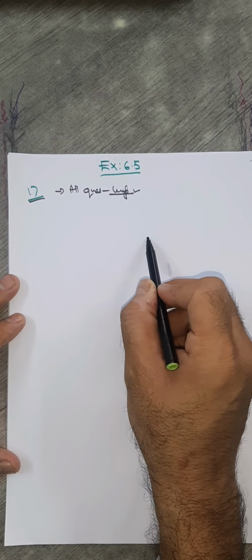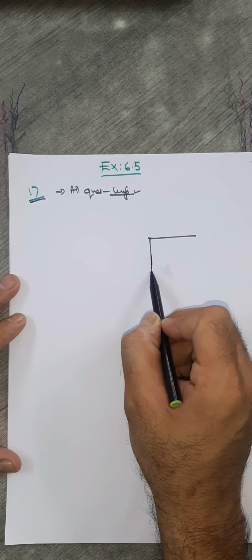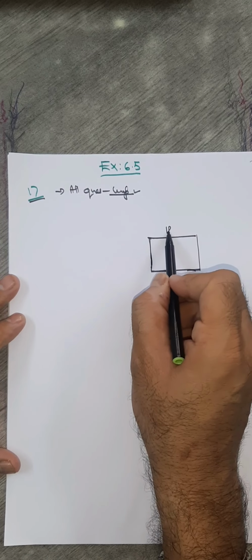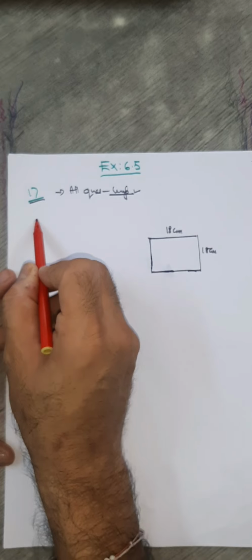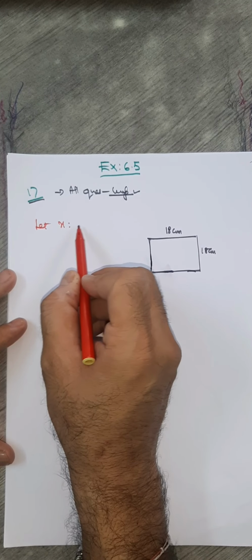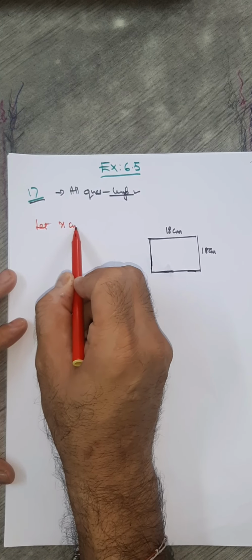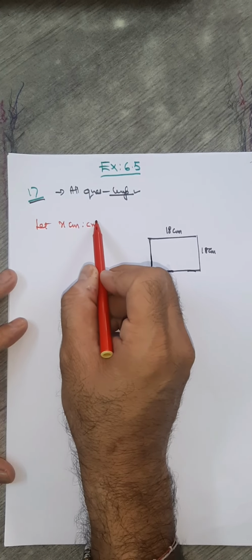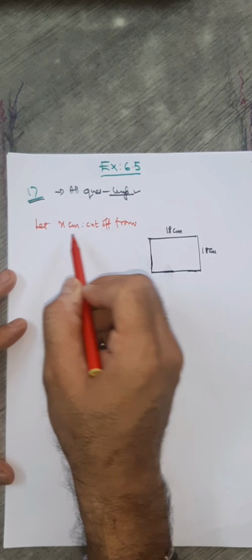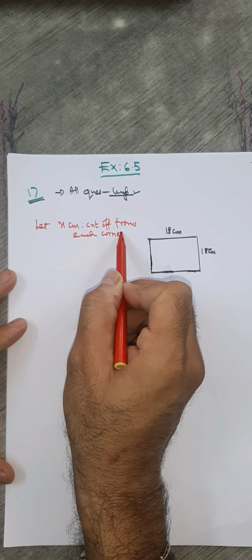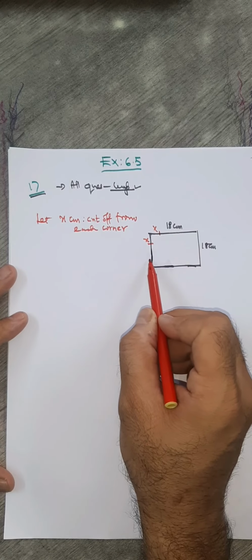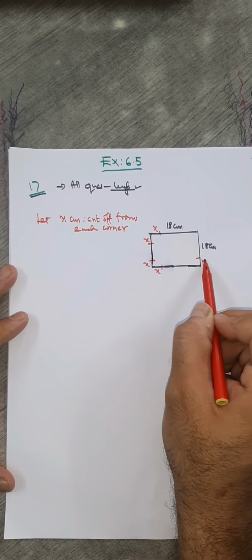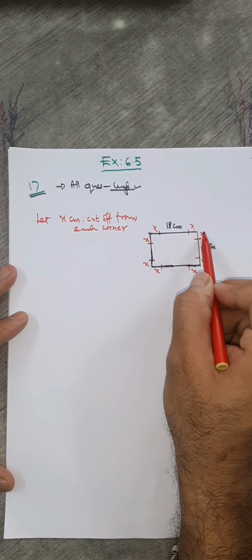Suppose here is a square where the measure of each side is 18 centimeters, and this is also 18 centimeters. Let's write here: we cut x centimeter from each corner. So we are going to cut this x and this x. Here also x, here also x. This is x, this is also x. This is x, this is also x.